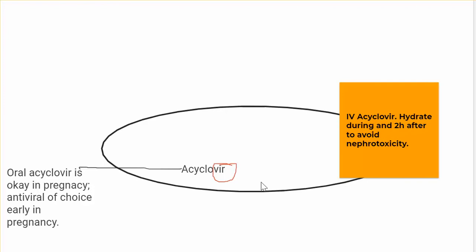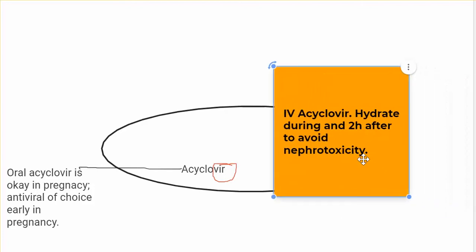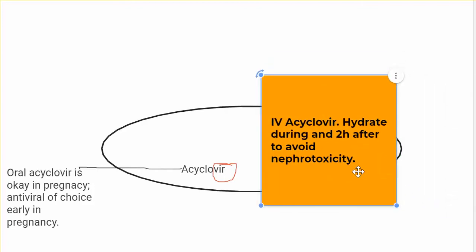Acyclovir is an antiviral. Acyclovir is okay during pregnancy, and if somebody does have active herpes, we do want them to get treated with that because there are specific risks to the infant, and so oral acyclovir is usually used for that, okay? There is an IV acyclovir, but IV acyclovir is kind of dangerous. You really, really have to keep the person hydrated to avoid the adverse effects of nephrotoxicity.